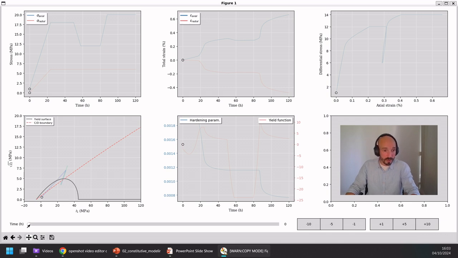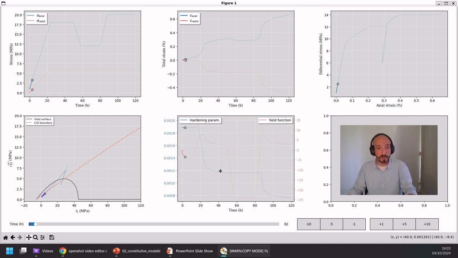We can see that in the beginning here, the stress is under the yield surface, which means it's under the threshold, so there is no viscoplastic deformation. And we can see that by looking at this graph here on the right. I hope you can see my cursor here.